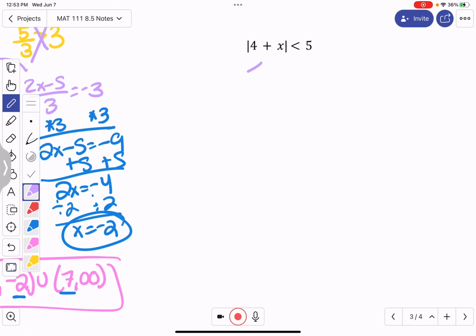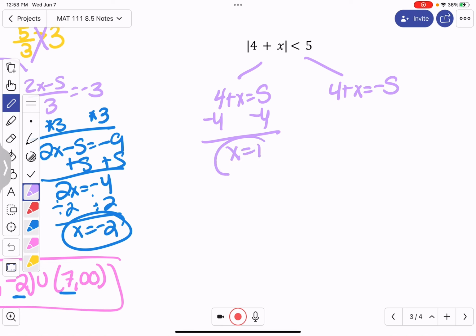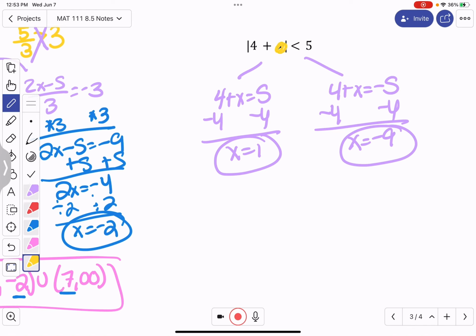All right, let's do this one. 4 plus x equals 5. 4 plus x equals negative 5. Subtract 4, we get x equals 1. Subtract 4, we get x equals negative 9. If I plug 0 in, 4 is less than 5. That's true. So our answer is just going to be between negative 9 and 1. Remember, smallest to largest.